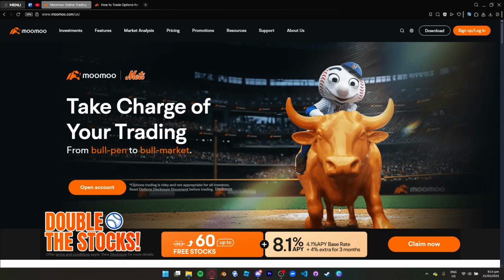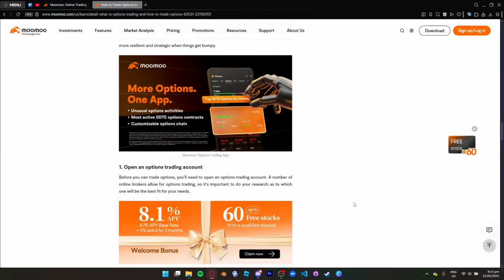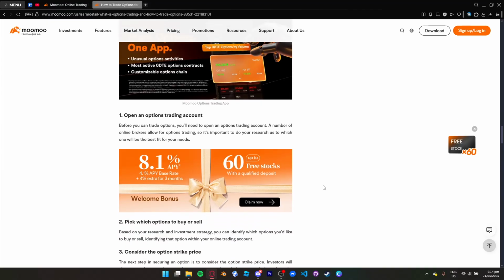How to buy options on Moomoo. Let's get started. So first thing you want to do is basically open an options trading account first. Before you can trade options, you'll obviously need to open an options trading account.